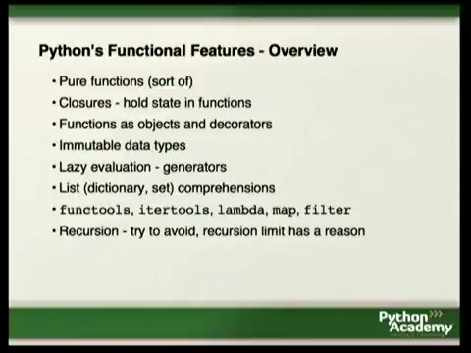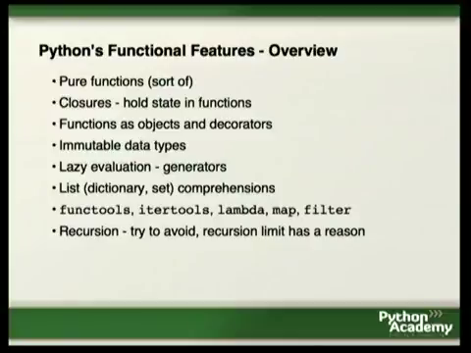There's something called lazy evaluation. It's a concept in many functional programming languages. They are lazy. They calculate things only when they're really needed, not before. Generators are a step in this direction. We have list comprehensions, and with Python 2.7, dictionary and set comprehensions.